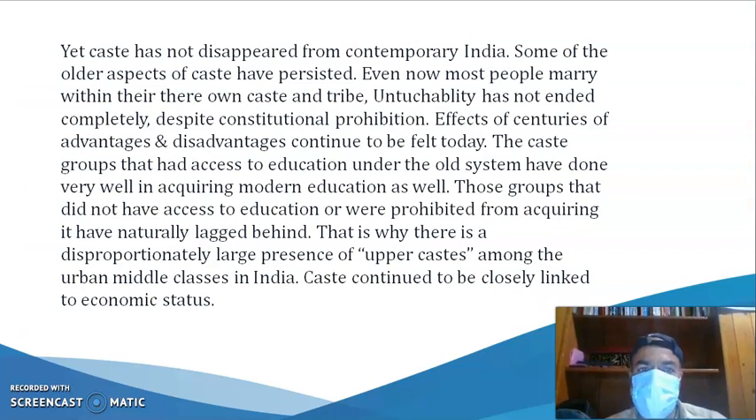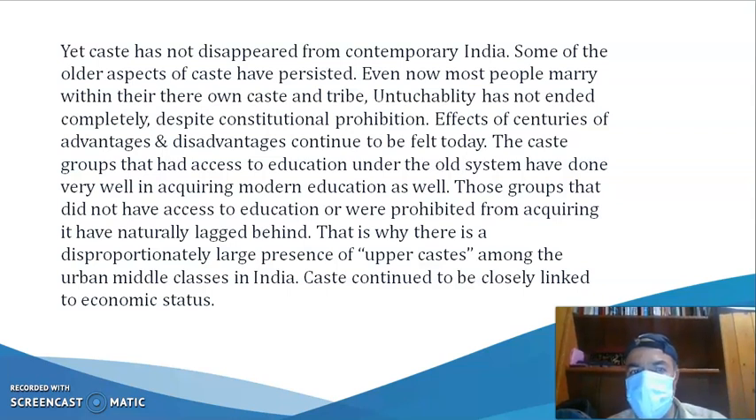Yet caste has not disappeared from contemporary India. Some of the oldest aspects of caste have persisted even now. Most people marry within their own caste and tribe. Untouchability has not ended completely, despite constitutional prohibition. Effects of centuries of advantages and disadvantages continue to be felt today.